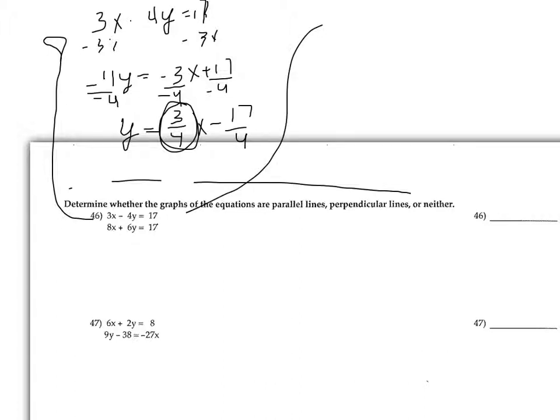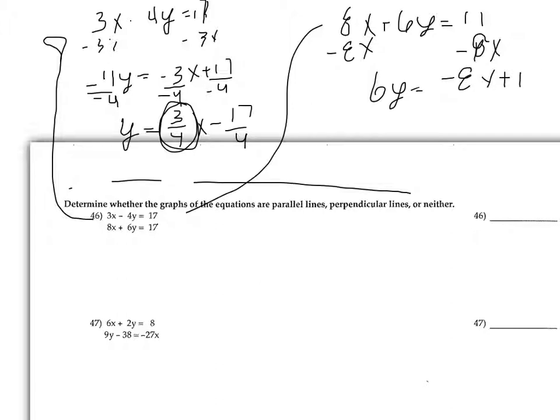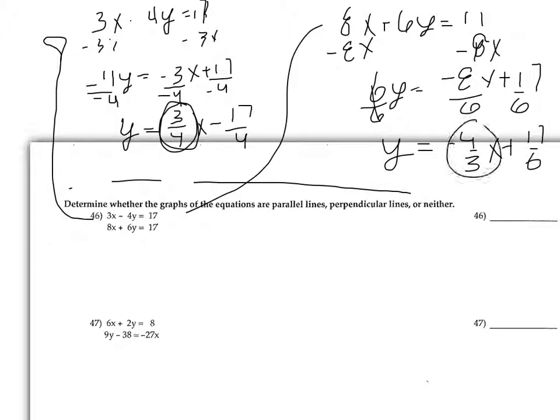So the second one we'll write up here. 8x plus 6y equals 17. So subtract 8x. So you get 6y equals negative 8x plus 17. Divide by 6. And we get cancellation here. So we get y equals, simplify this a little bit, negative 4/3 x plus 17/6. So we're comparing this slope, negative 4/3, with this slope, positive 3/4. Because they are reciprocals and have opposite signs, these are perpendicular.